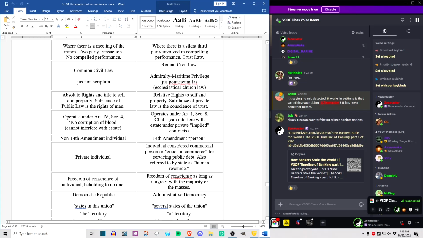So without that, they don't have it. They don't have jurisdiction. And of course, the license part is, do you have a license to use the registered thing which you are presumed to be using in commerce?